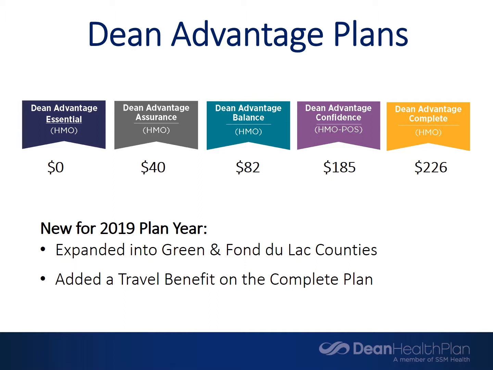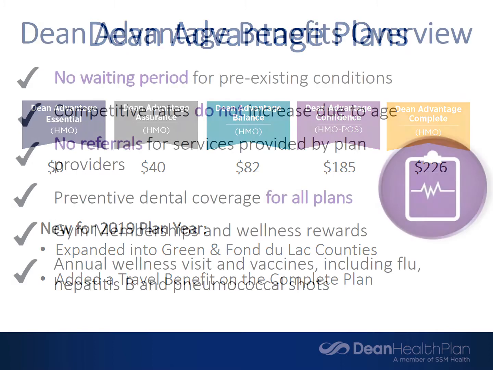It is important to note that an HMO plan is subject to a network, meaning you must use plan providers in order for services to be covered. An HMO POS plan has in and out of network benefits, so you have the freedom to see any doctor that you would like to see, but you will have better benefits using in-network providers.